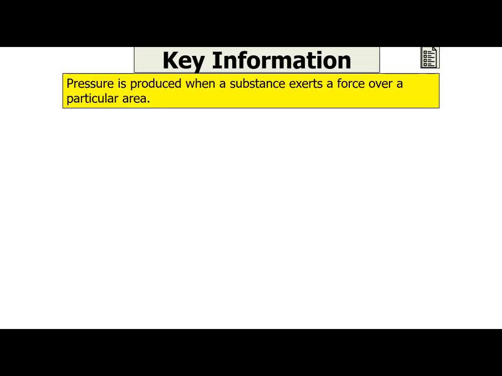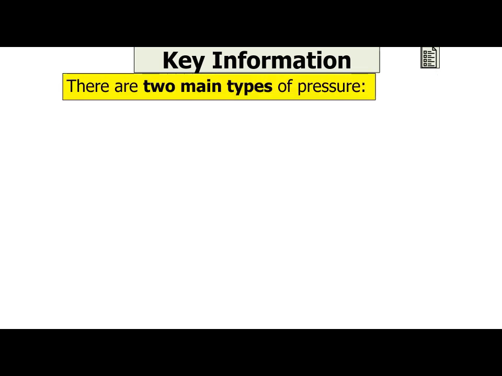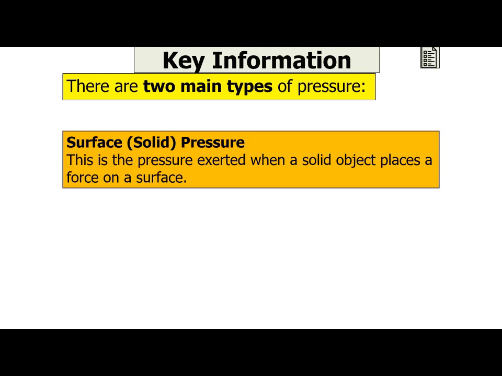So, pressure is produced when a substance exerts a force over a particular area. So this could be when a solid material is in contact with another solid material. Or it could be when a fluid's particles, so a liquid or a gas, collide with the surface or container they are in. So there are two main types of pressure. We've got surface or solid pressure, which is the pressure exerted when a solid object places a force on a surface.